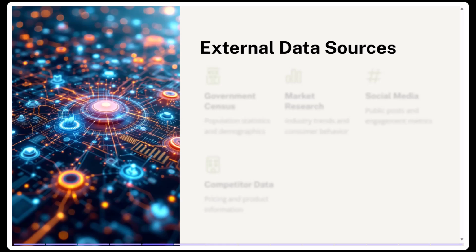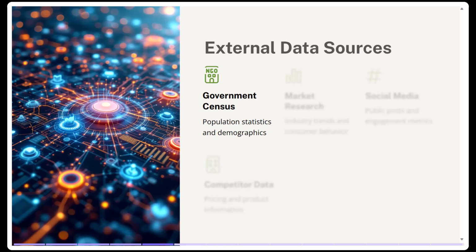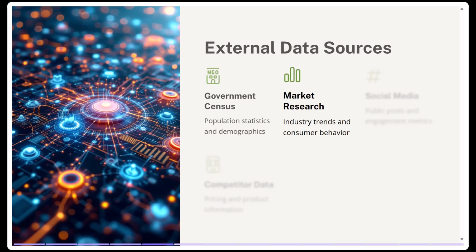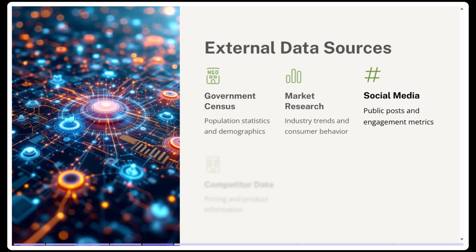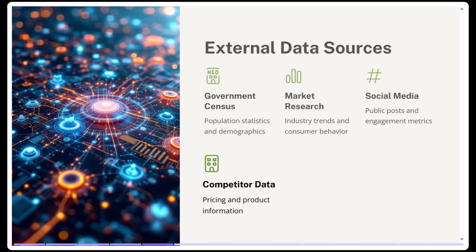Number two, we have the external data sources. External data is data that comes from outside the organization and includes publicly available datasets, government reports, and third-party providers. Some of the examples may include government censuses, including population statistics and demographics, market research with focus on industry trends and consumer behavior, social media, including public posts and engagement metrics, and competitor data, which focuses on pricing and product information. External data sources provide a broader context beyond the organization and are often free or affordable, but on the other hand, they may not align perfectly with your needs and may require additional effort to integrate with the internal data.